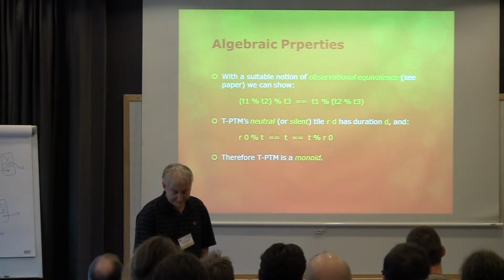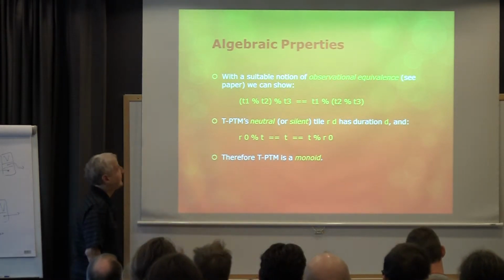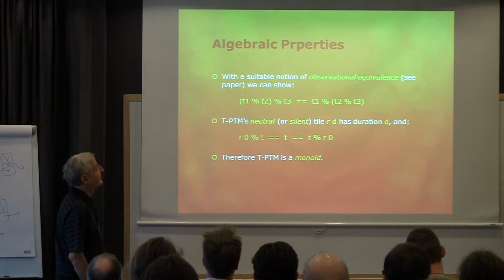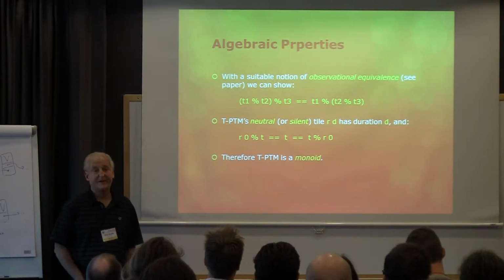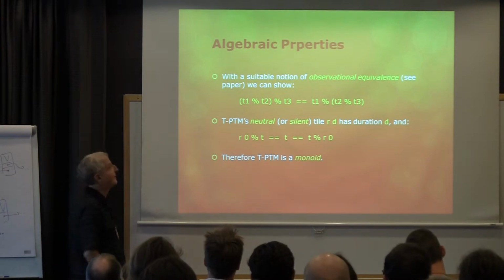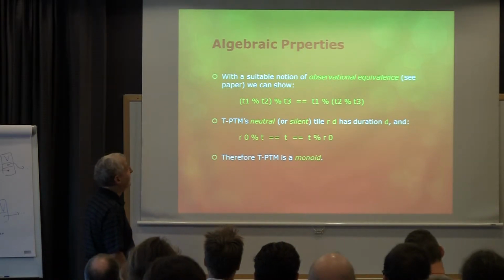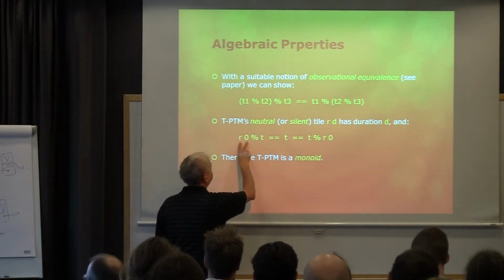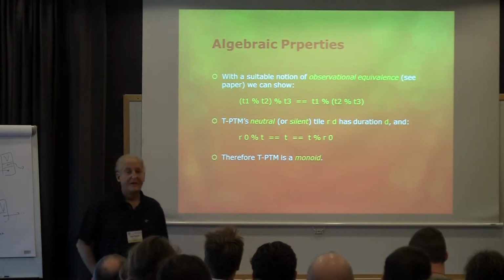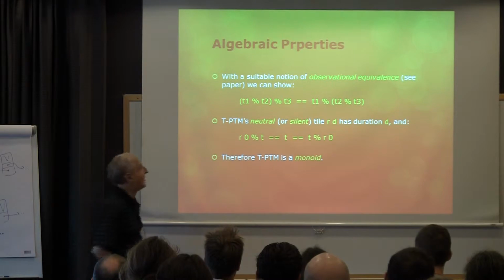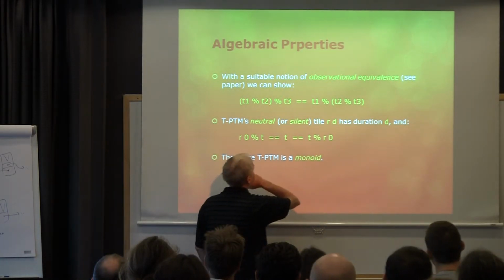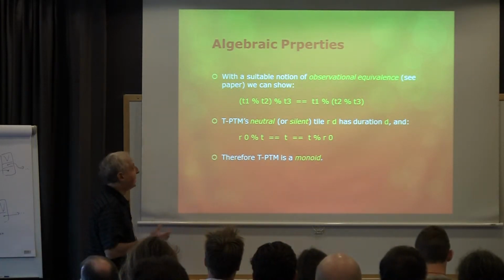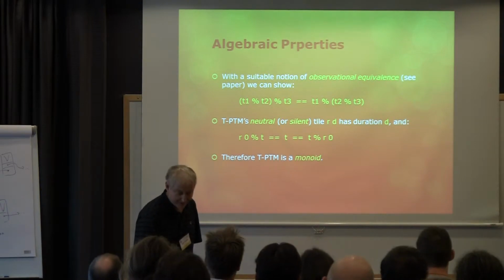Okay. So, with a suitable notion of observational equivalence, which is described in the paper, one can show that this tile product is, in fact, associative, which you would hope to be the case, and it is. It turns out that a neutral value of duration 0, which we represent as R0, is a 0 in the algebra, so that R0 % T is the same as T, and the same as T % R0. So tiled PTM is a monoid. But we're going to do more than that.